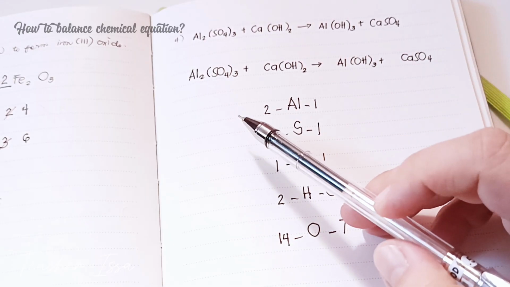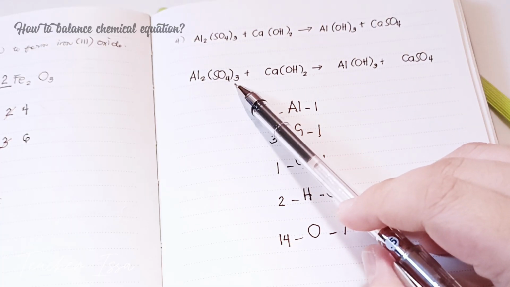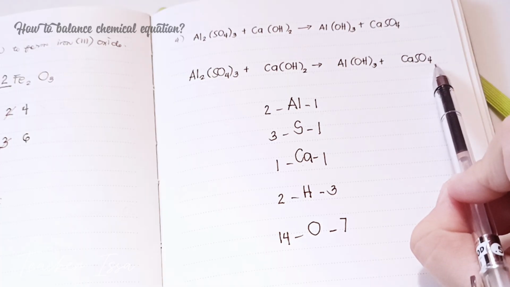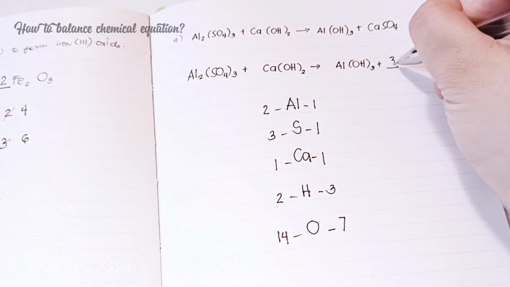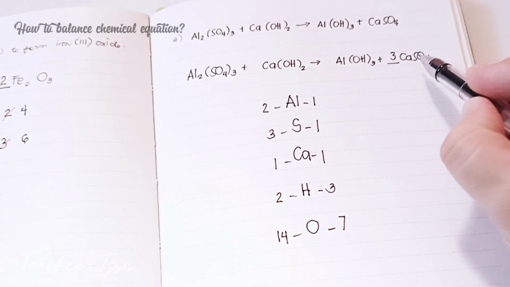As you can see, there are 3 sulfates on the left, but only 1 on the right. So put number 3 in front of calcium sulfate. Now, as you can see, sulfur is balanced.